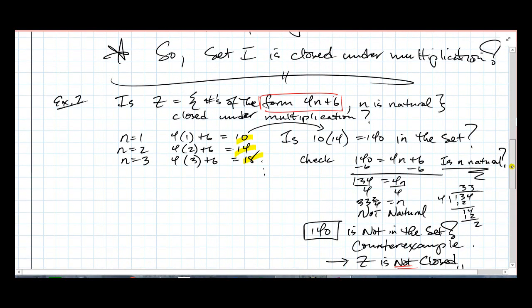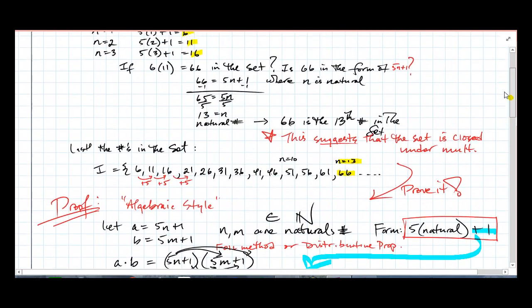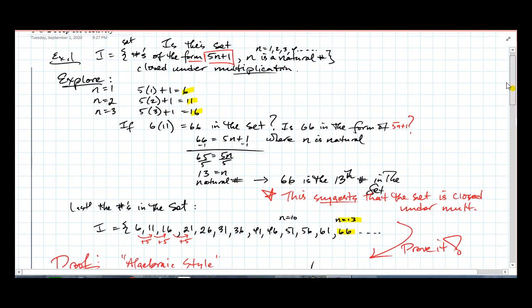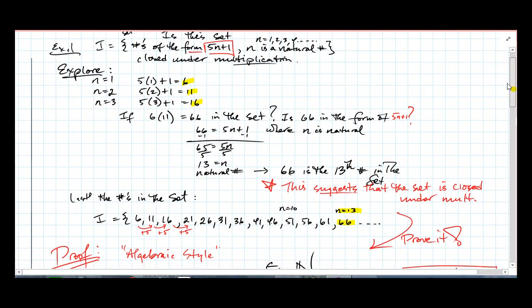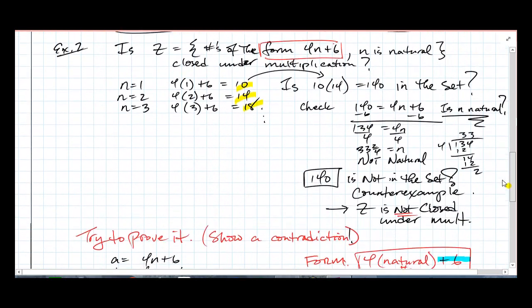All right, so you saw an example where we could prove closure, okay, in the first set example. And this one here, 5m plus 1, that is possible to prove closure under multiplication. And then I showed you another example right here where it is not possible to prove closure under multiplication. So don't assume in the beginning that it's either closed or not closed. You've got to study it, you've got to explore. I use the word explore.